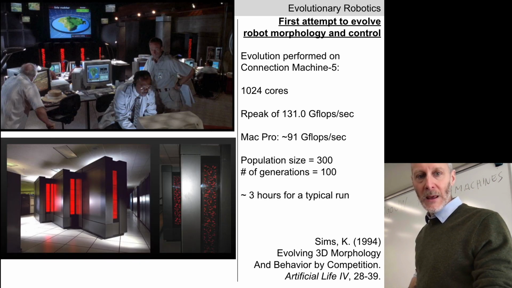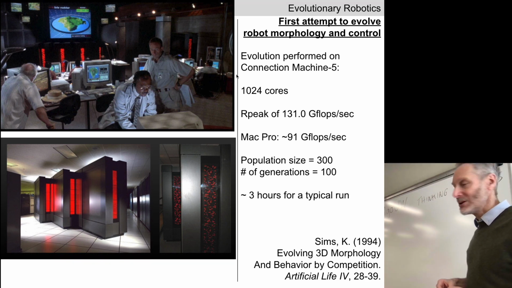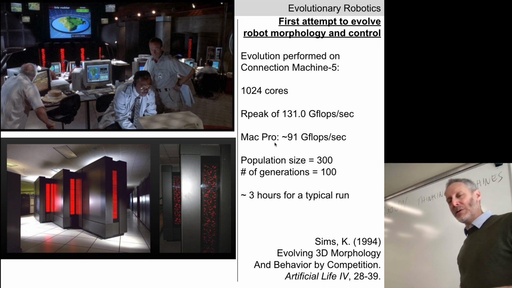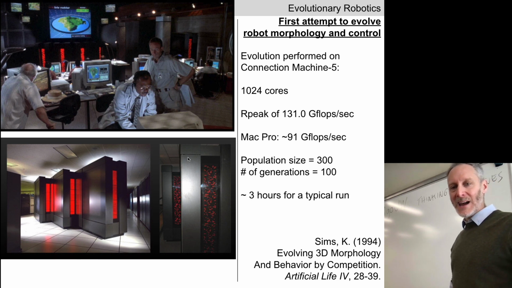Okay. All right, so the connection machine here, the particular machine that was used was the connection machine 5, which had 1024 cores, and it had a peak speed of 131 gigaflops per second back in the early 90s. This is a Mac Pro from a few years ago now when I made this slide, 91 gigaflops per second. So this big machine here had about the same compute as most of your laptops at the moment. Not bad, actually, for the early 1990s.